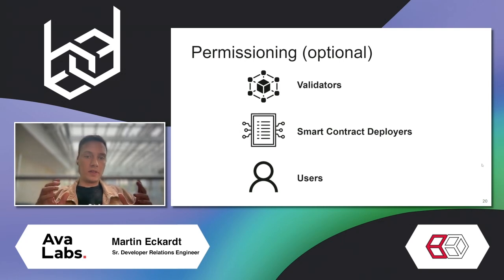So Avalanche gives the optional possibility to permission a chain. That doesn't mean that every chain on the Avalanche network needs to be permissioned. It's completely optional. And we believe by giving this option to institutions, we can move more processes on-chain that are happening today in completely closed-off data centers. So it's an improvement over the current situation. Obviously, it's not the perfect situation where everything is permissionless and public, but it's definitely better than what we have today. The permissioning can happen on the validator level, the smart contract deployer level, and on the user level.